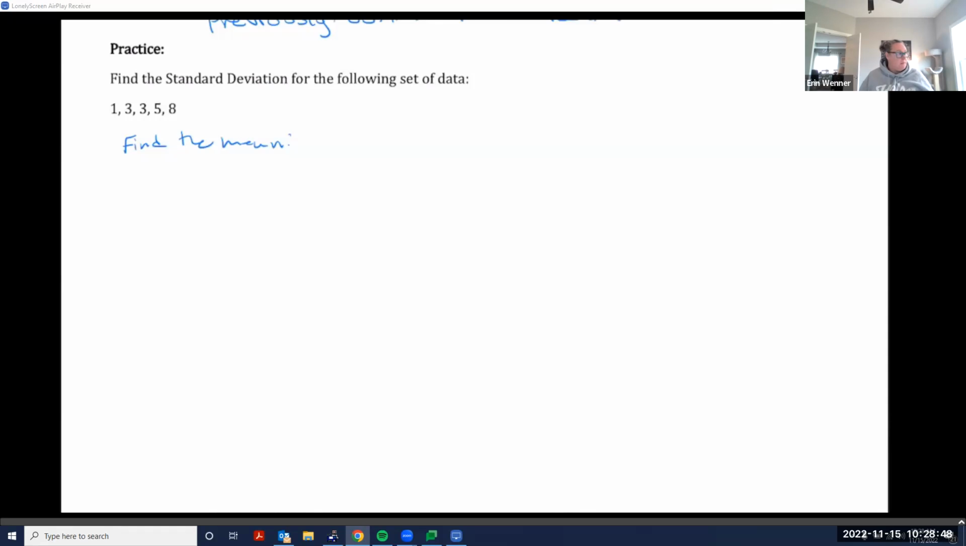Okay, to find the mean, remember we're going to add the values up. So we're going to do 1 plus 3 plus 3 plus 5 plus 8. When I add these up, I get a sum of 20. Then I'm going to divide it by the number of data points we have. There's 1, 2, 3, 4, 5, so we divide by 5, which gives us a mean of 4.